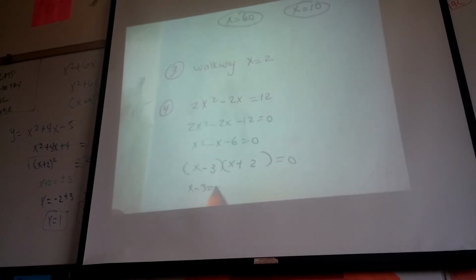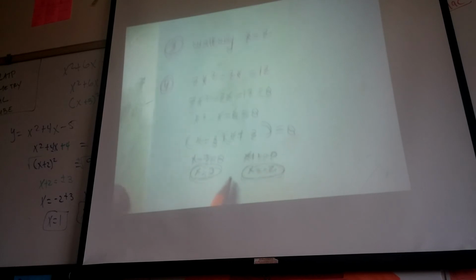X minus 3 equals 0. X equals 3. X plus 2 equals 0. X equals negative 2. The answer that you will see is negative 2 and 3.